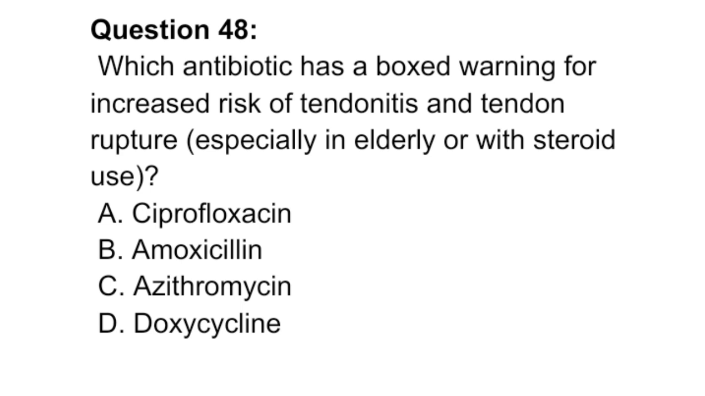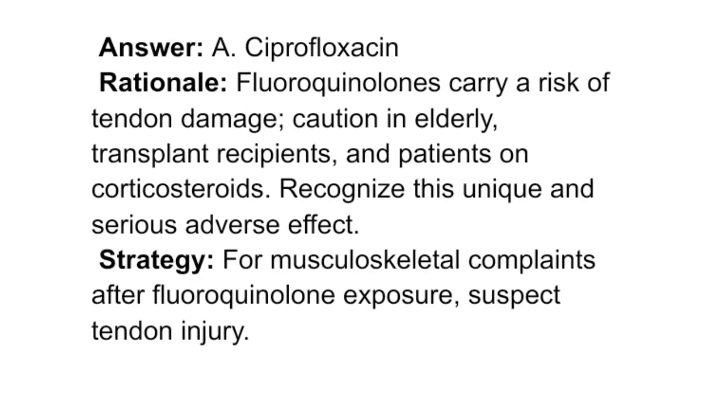Question 48. Which antibiotic has a boxed warning for increased risk of tendinitis and tendon rupture, especially in elderly or with steroid use? A. Ciprofloxacin. B. Amoxicillin. C. Azithromycin. D. Doxycycline. Answer: A. Ciprofloxacin. Rationale: fluoroquinolones carry a risk of tendon damage, caution in elderly, transplant recipients, and patients on corticosteroids. Recognize this unique and serious adverse effect. Strategy: for musculoskeletal complaints after fluoroquinolone exposure, suspect tendon injury.